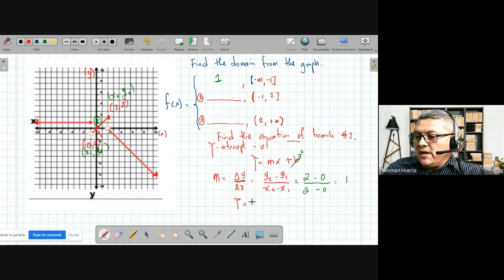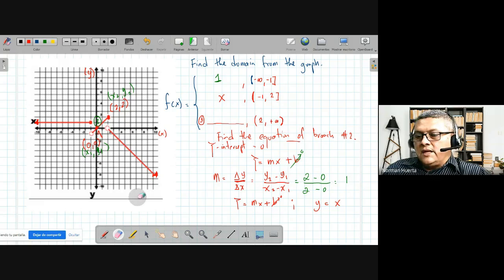So my equation for branch number 2, I'm going to write it again. Y equals mx plus b, where b is 0. M is equal to 1. Then my equation will be y equals x. What do I need to write down here? Simple. I'm going to write down x, and that'll be my branch number 2. Branch number 2 becomes x. My first branch is 1 because of the horizontal line.